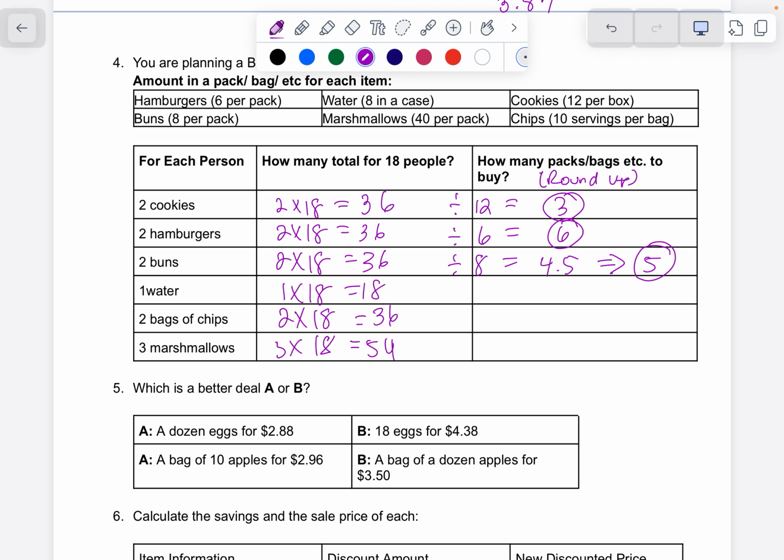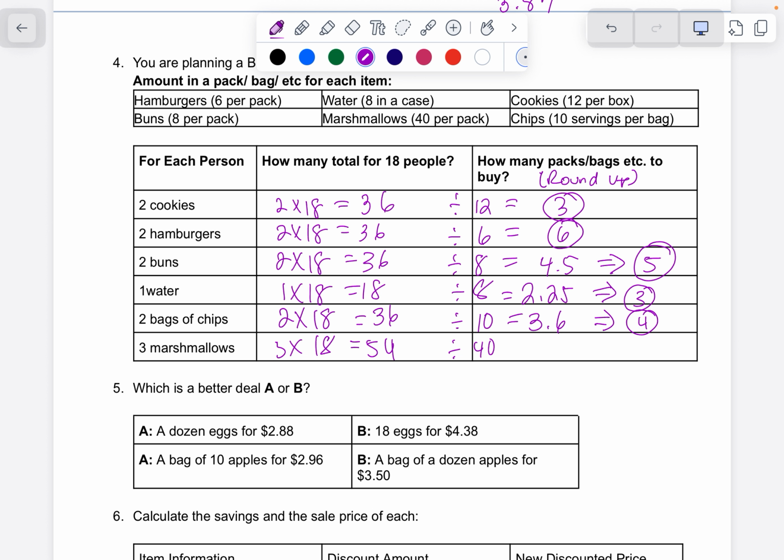Water, there are 8 in a case. Same thing here. We're not going to split up a case. Even though it says 2.25, what should we round that to? We got to go with 3, right? You have to do 3. Chips, it says there's 10 little bags in a bag of chips. So that's 3.6. What are we going to round that up to? 4. And then 54 divided by 40. It's 1 point something, but let's see what. 1.35. So you got to round that to 2.